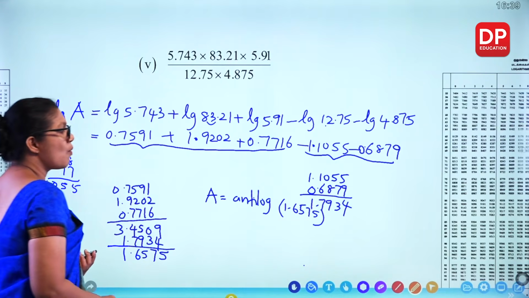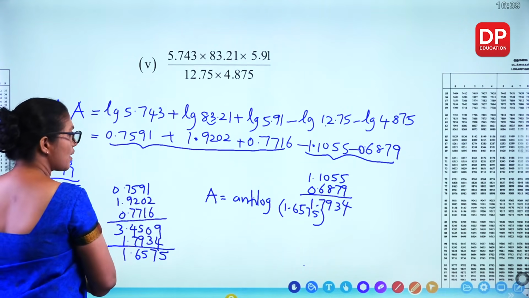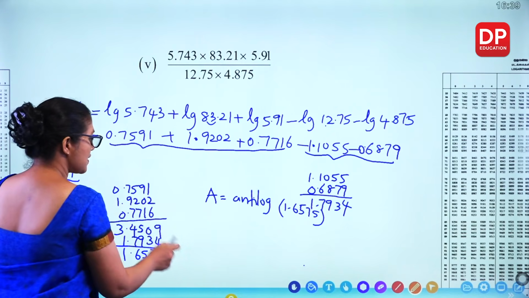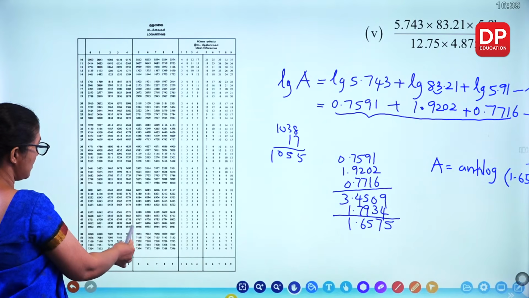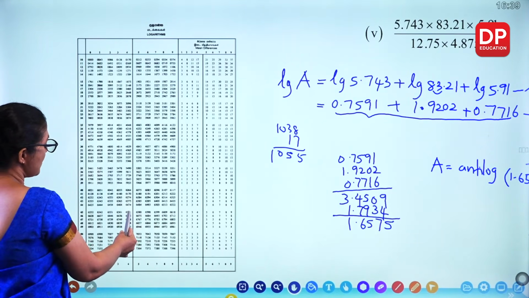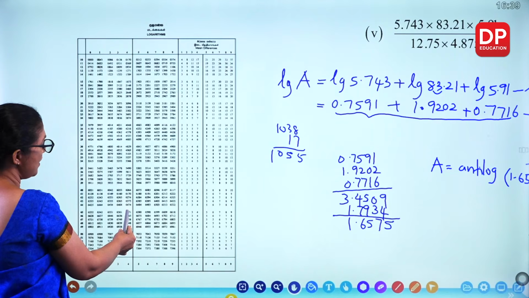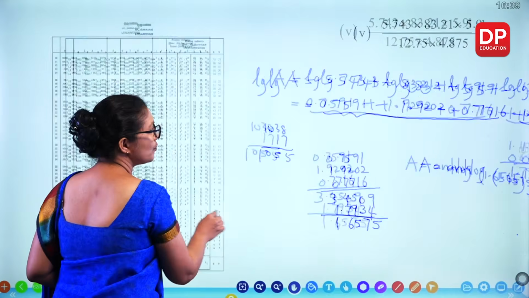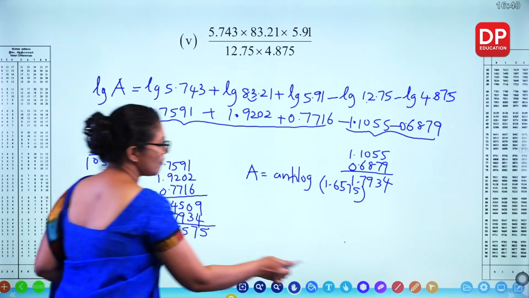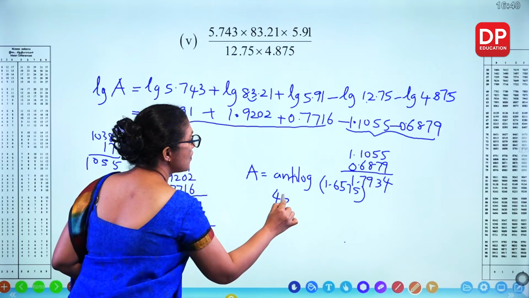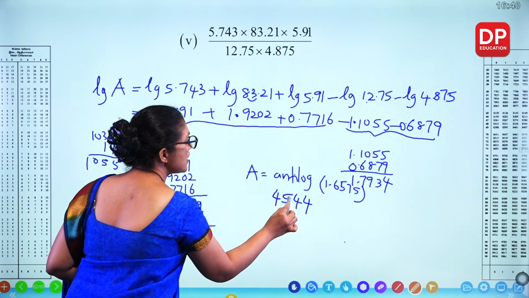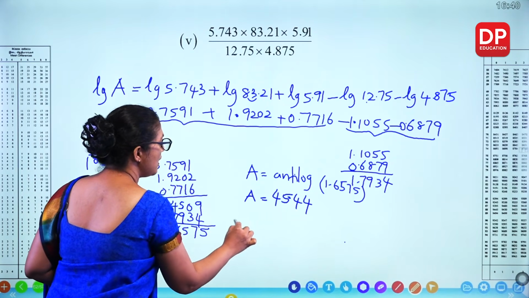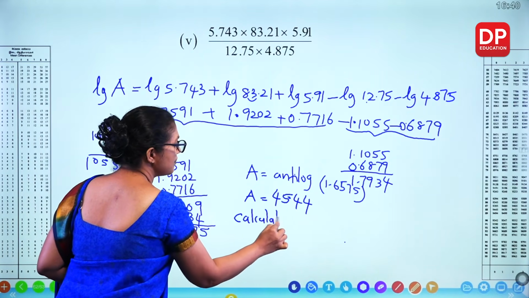Antilog of 1.6575. So we'll look at which table? The first table, 6575. 71 is there. You need another 4. That's 4. 45, 4, 4, and this is 1 is the characteristic, so 45.44 is the answer.